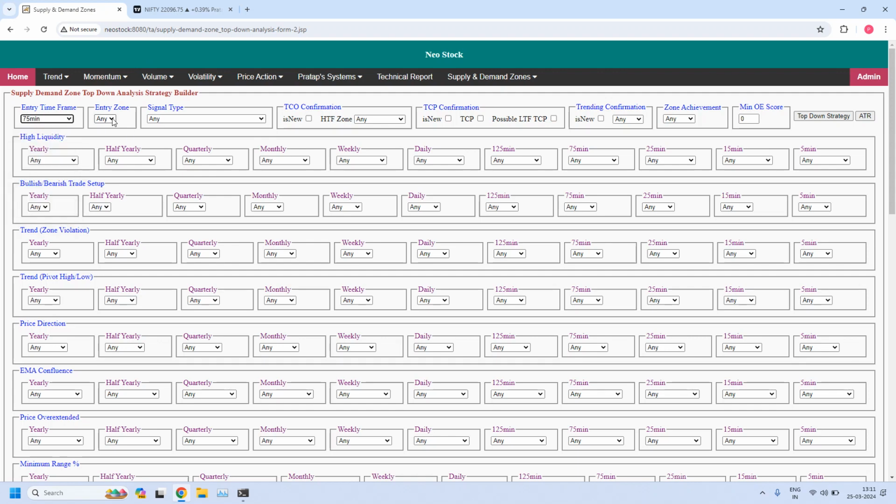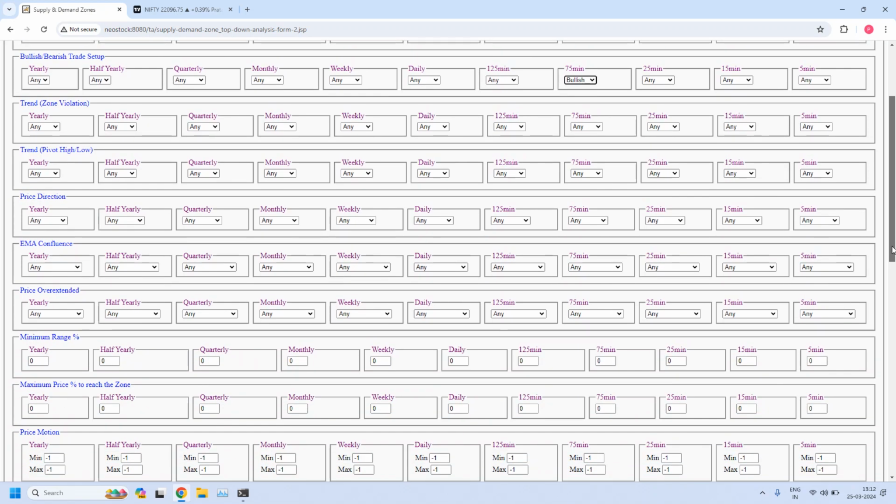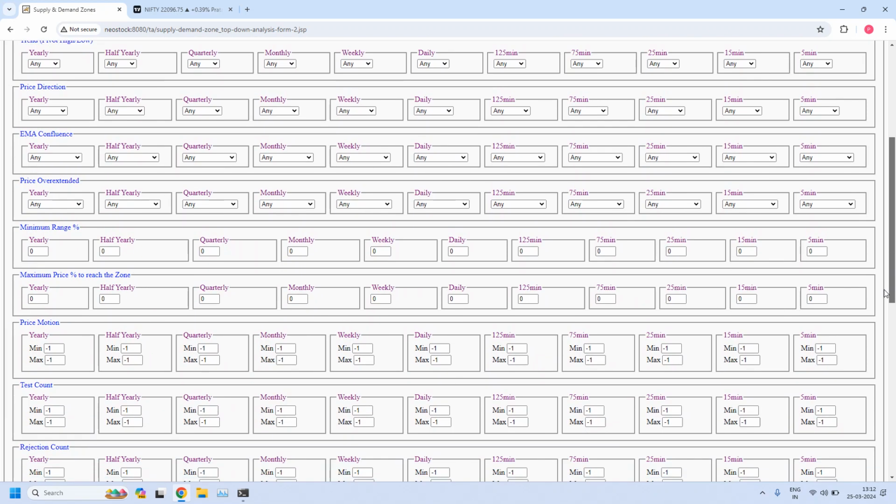Because it is a bullish trade setup, the entry zone should be a demand zone. And in the bullish or bearish trade setup parameter, at the 75 minutes time frame, you need to select bullish. We will also add a few filters so that we can minimize the stocks. The first filter is we don't want pierced zones. Let us eliminate the pierced zones. We don't trade on them.